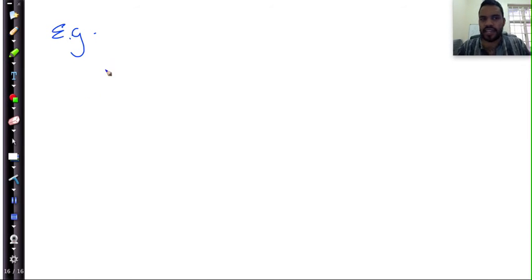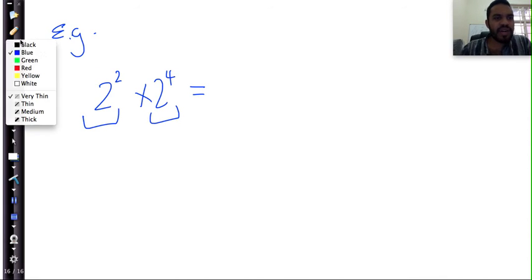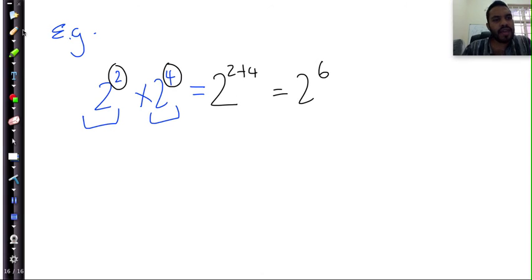Okay, so let's take an example here. 2 to the power of 2 multiplied by 2 to the power of 4. Well, you know that all that means is the bases are the same. So all I can do is keep the base, and I'm multiplying them, right? I'm multiplying, I'm not adding. So I keep the base, and all I do is add the exponents. I say that's equal to 2 plus 4, and that's going to give me 2 to the power of 6.